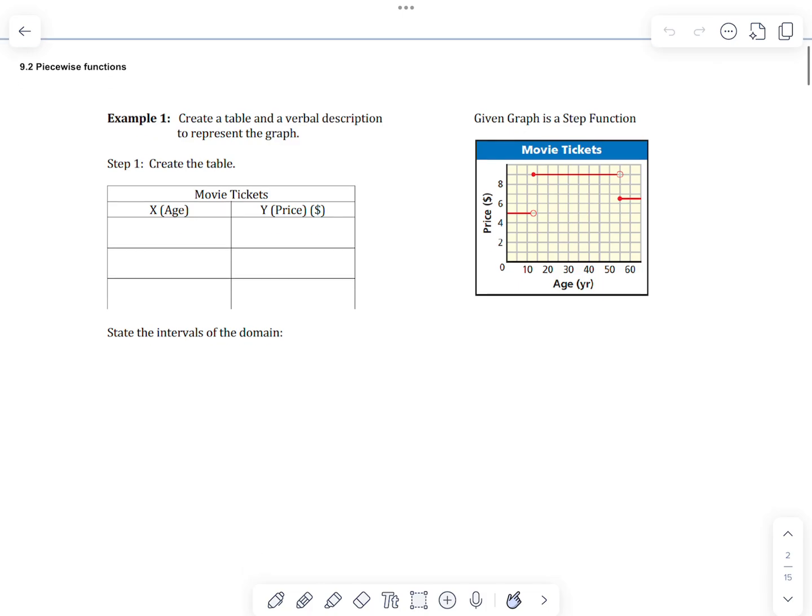So here's our first example. We want to create a table and a verbal description for the graph that's represented. The x-axis represents the age in years. The y-axis represents the price of the movie ticket in dollars.